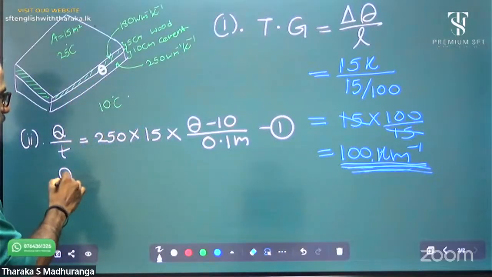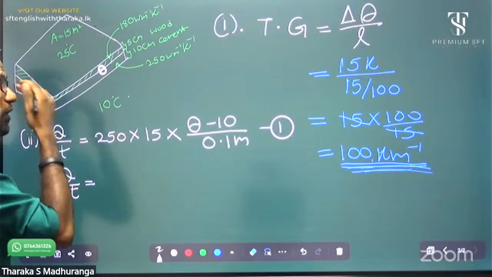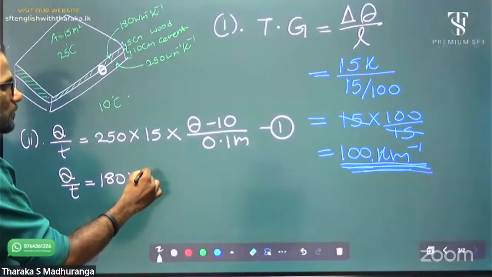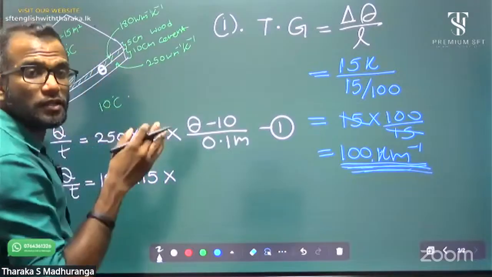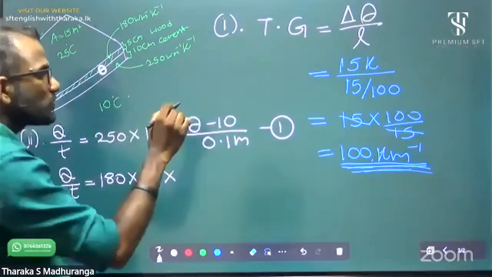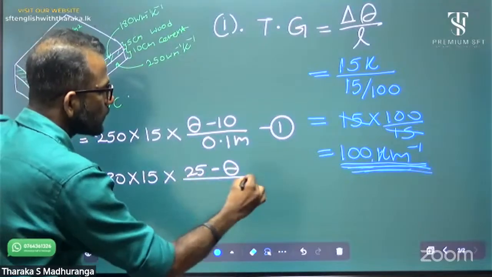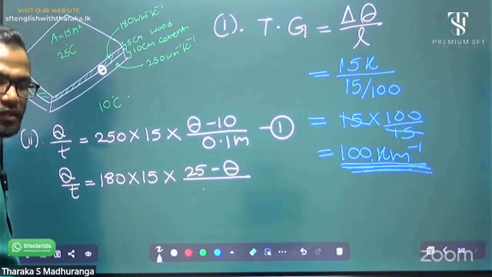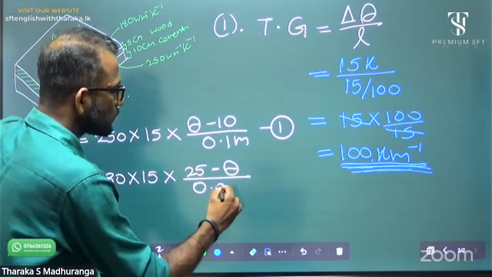Okay, I'm going to substitute Q over T, our common equation, for the wooden wall: 180 into 15, same area. Now, what is the temperature difference? 25 minus theta, because theta is less than 25. Divide by the thickness, which is 5 centimeter, that is 0.05 meter.